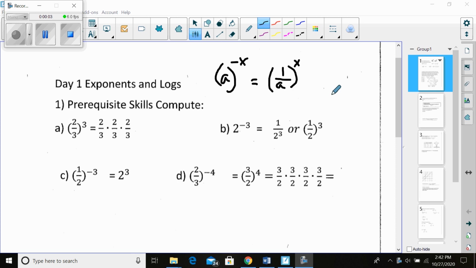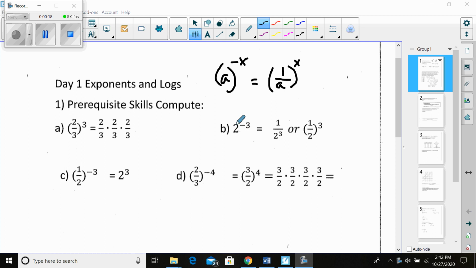Hope you took the time to work on the prerequisite skills. Recall from earlier in the semester that we learned that if you raise a base to a negative power, you take the reciprocal of the base and the exponent is positive.